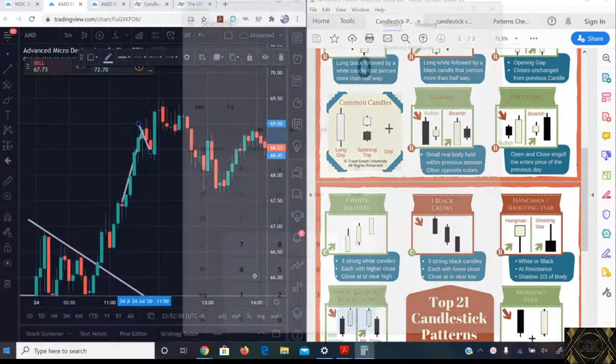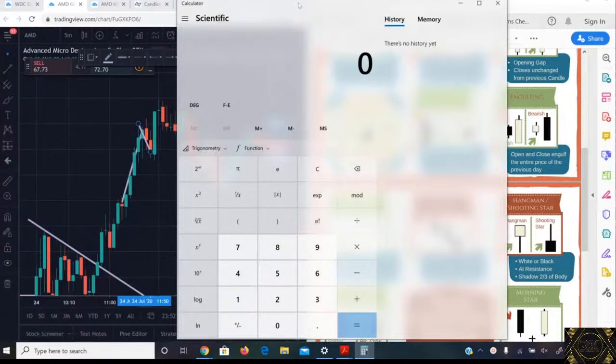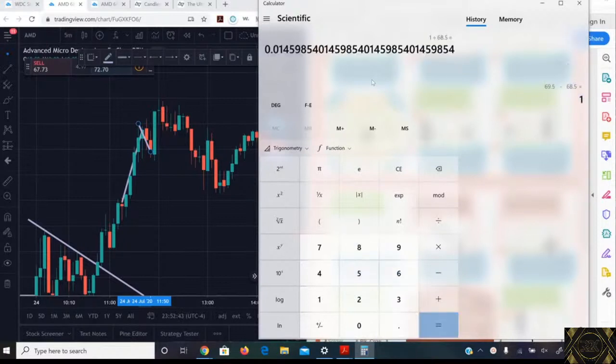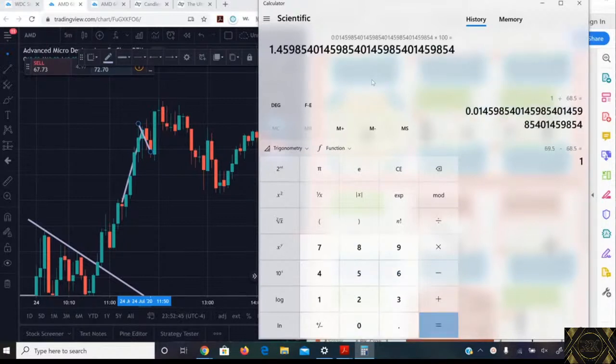So what would that do for you? Now, we can calculate our percent gain by taking the last price, the 69.5 that you would have closed out at, minus the 68.5, let's say roughly give or take, and you divide it by the original 68.5, and then you times it by 100. So that would have been a 1.46% gain.